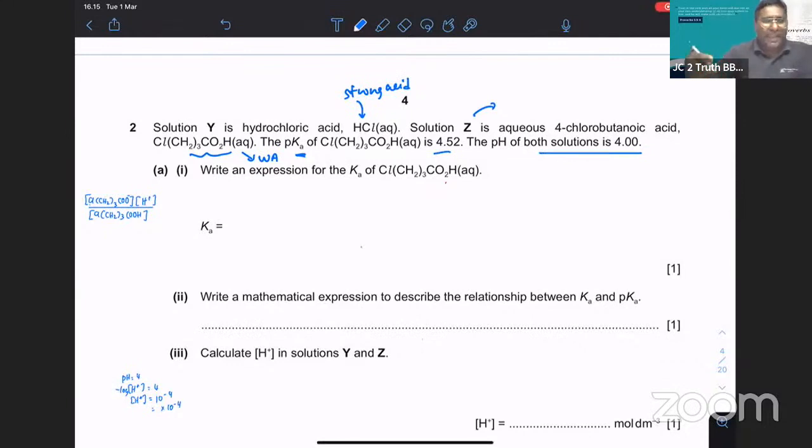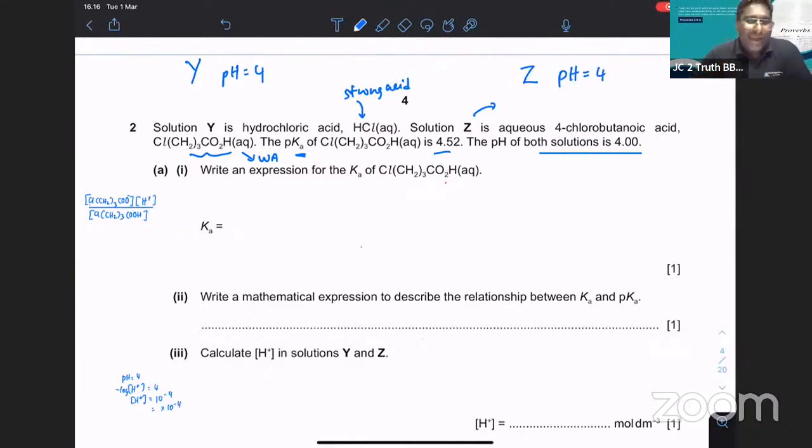Now, the common mistake or common assumption of students is that they think that only when these two are mixed, it's going to be 4. They never say that solution Y and solution Z are going to be added or mixed. Read the question properly. It means that individually, solution Y, pH is 4. Individually, solution Z, pH is going to be 4. So this one, you need to be careful.